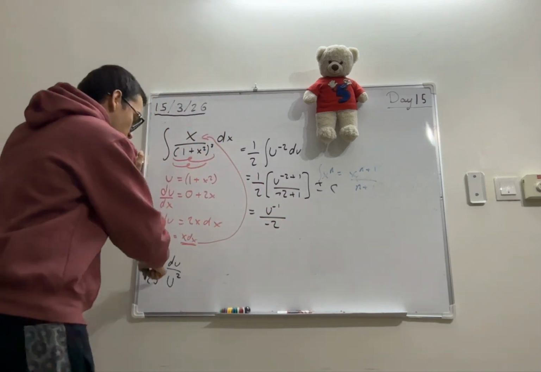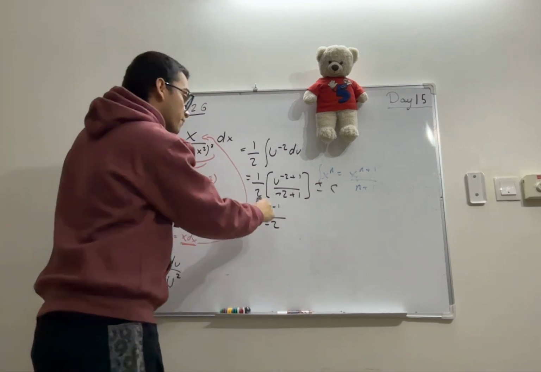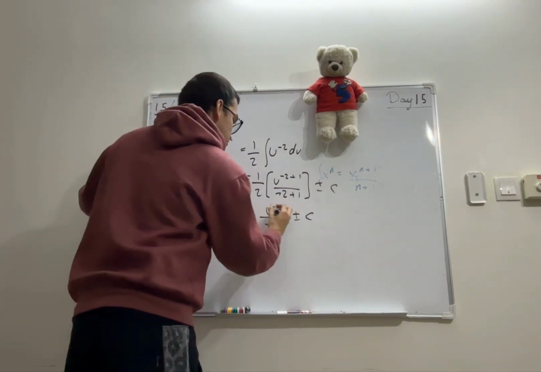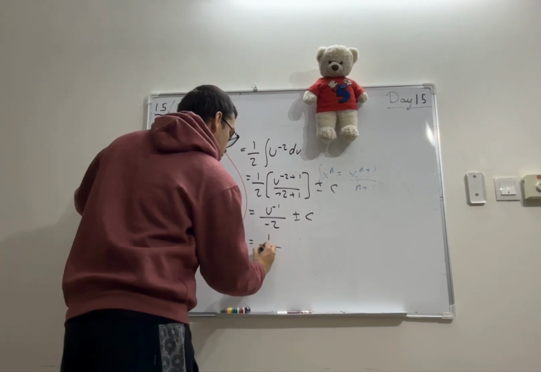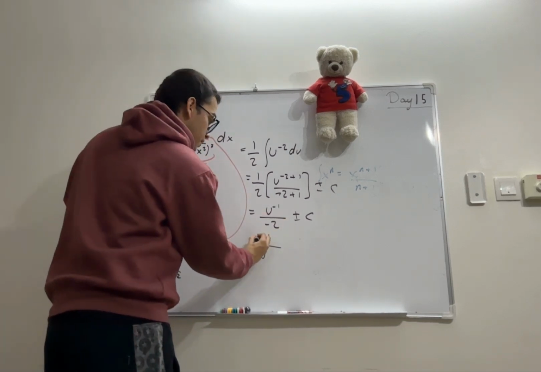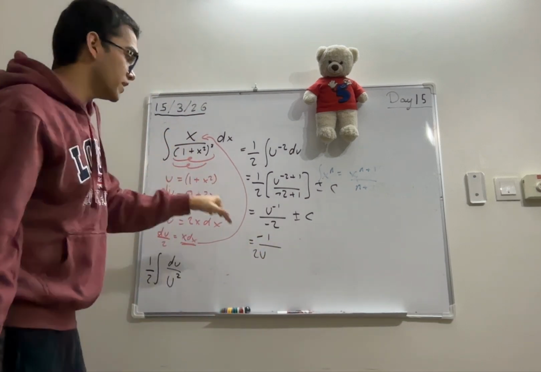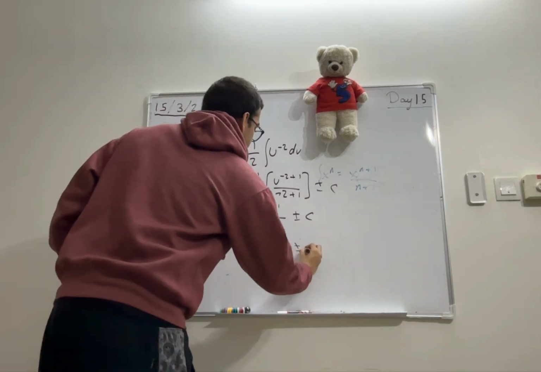Since 1 by u squared was u raised to the power minus 2, u raised to the power minus 1 would be 1 by 2u, because the 2 is down and it's a minus, so it becomes a minus. So we get the integral as minus 1 by 2u plus or minus c.